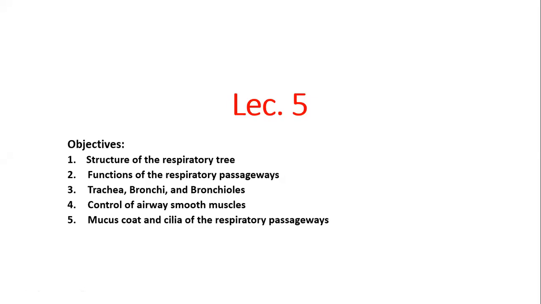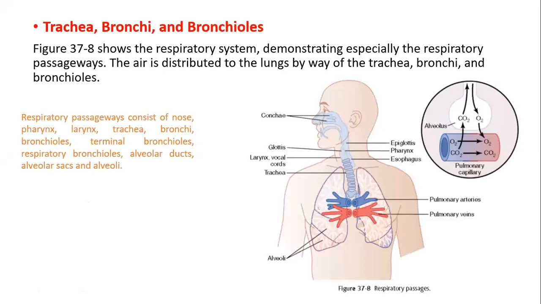Objectives: structure of the respiratory tree, functions of the respiratory passageways, trachea, bronchi, and bronchioles, control of airway smooth muscles, mucus coat and cilia of the respiratory passageway. Trachea and bronchi and bronchioles. Figure 37A shows the respiratory system demonstrating especially the respiratory passageways. The air is distributed to the lungs by way of the trachea and the bronchi.